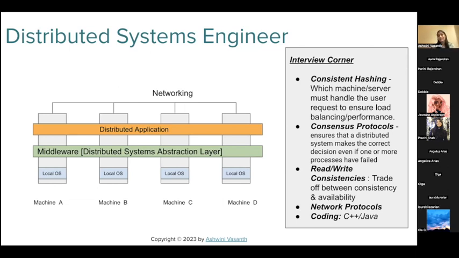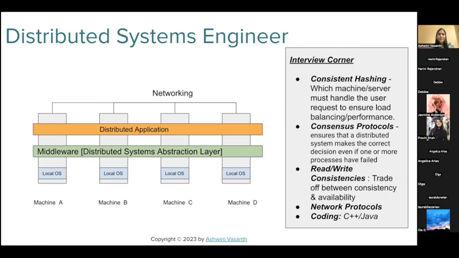So that naturally means that there is some layer in between, which is doing this magic for you, right? And that is commonly known as middleware, or the layer that a distributed systems engineer focuses on. Now, this interview corner has a lot of jargon. So I will try to explain at a high level a few of these terms. But again, it's not an exhaustive primer on distributed systems, but if anyone's interested, we could do a dedicated session on this.